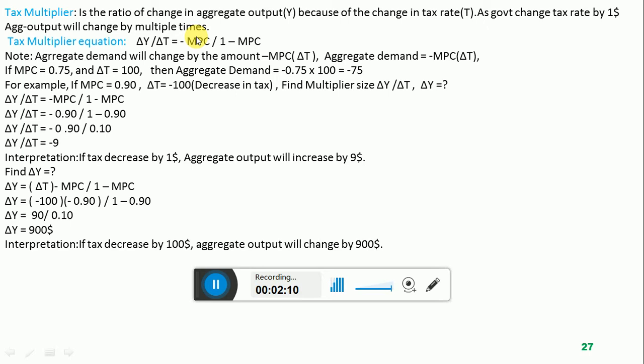Size in the sense of how much aggregate output will change if the government changes the tax rate by $1. A change in tax rate includes both an increase in tax rate or a decrease in tax rate. If the government increases the tax rate, aggregate output will decrease, but if the government decreases the tax rate, aggregate output will increase.